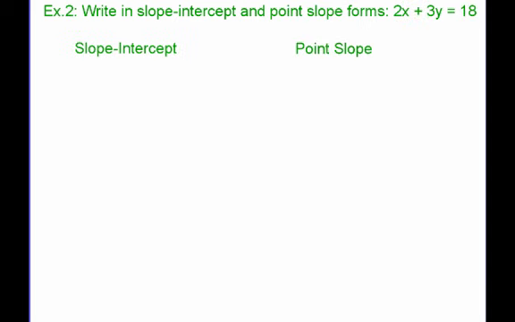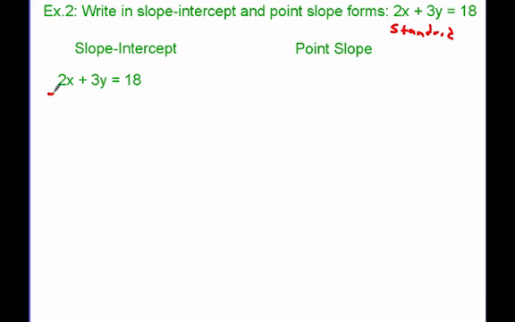All right. Example 2 says we want to write in slope-intercept and point-slope form 2x plus 3y equals 18. So it's given to us in standard, and we want to put it into point-slope and slope-intercept. I'm going to start by putting it in slope-intercept form. So I start with 2x plus 3y equals 18.